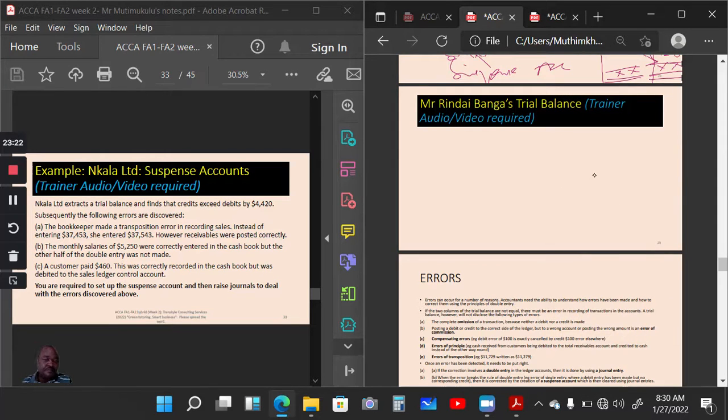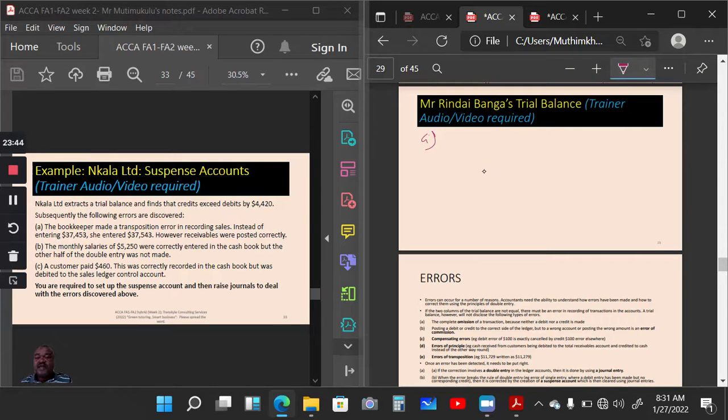Okay, let's do it. We're now going to attack this question systematically. We have known the disparity and we have put a suspense account. That's fine. Now subsequently the following errors are discovered. The bookkeeper made a transposition error in recording sales. Transposition, you know what it means, right? Instead of entering 37,453, she entered 37,543.